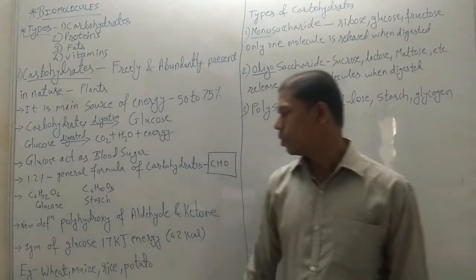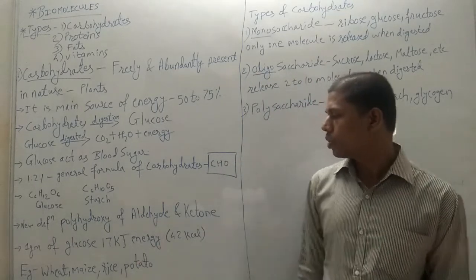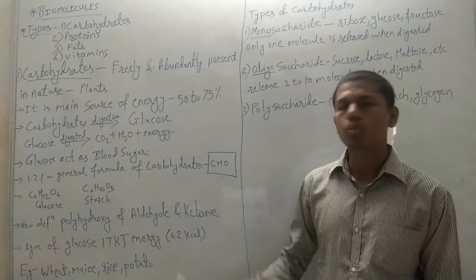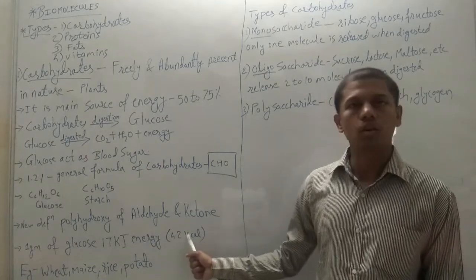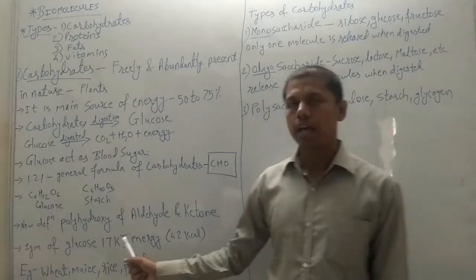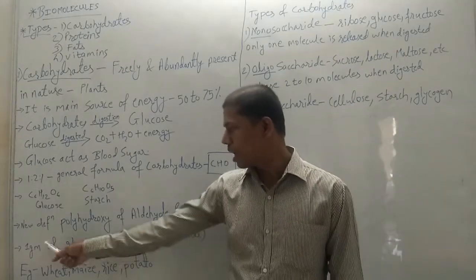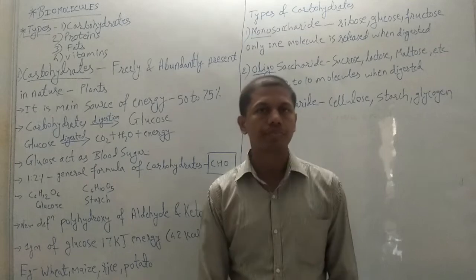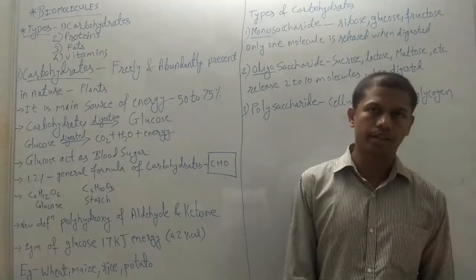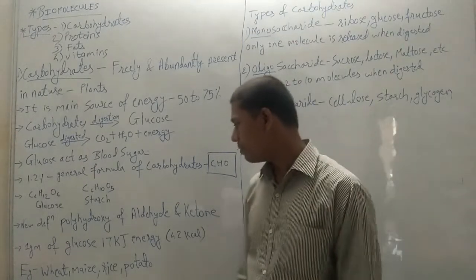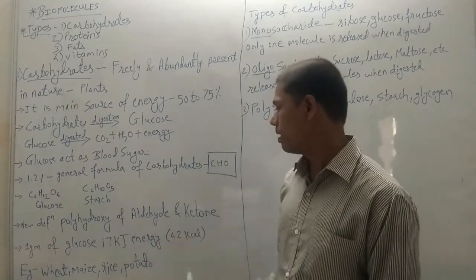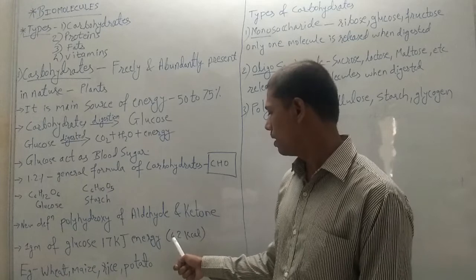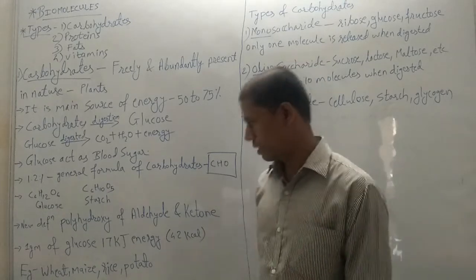One gram of glucose gives 17 kilojoules of energy, that is 4.2 kilocalories. If it is expressed in kilocalories, it is 4.2, and if it is in kilojoules, then 1 gram of glucose gives 17 kilojoules.